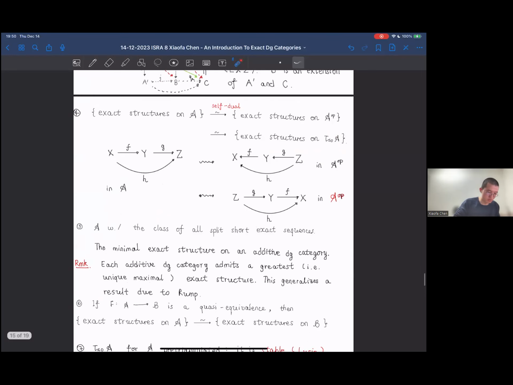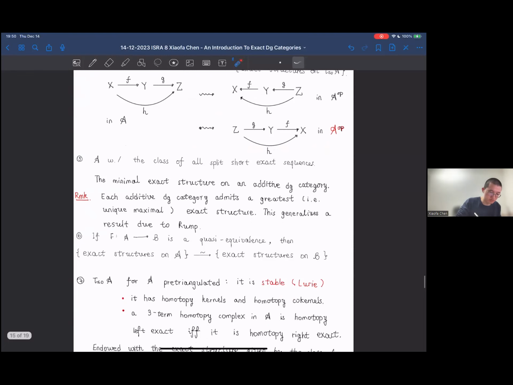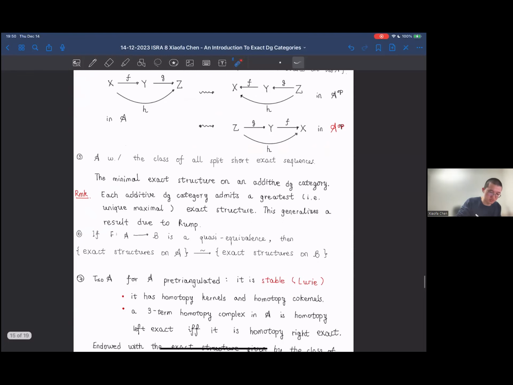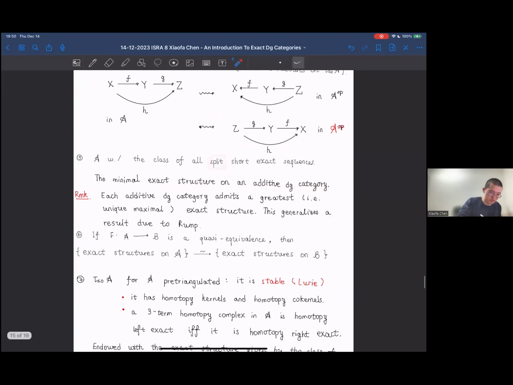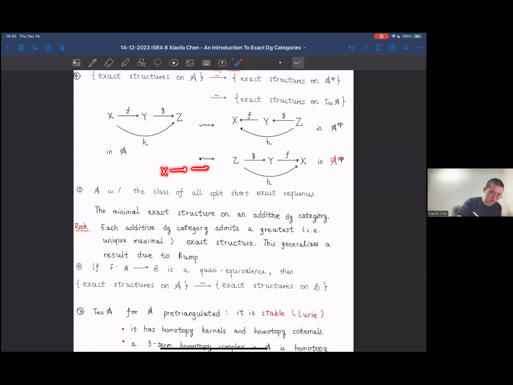And then we have the minimal exact structure on an additive DG category, so the class of all split short exact sequences. Here that is isomorphic to split short exact sequences. Okay, so this will split in Z0 of A.